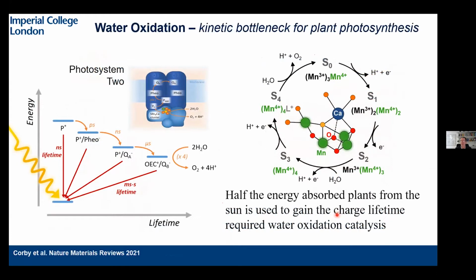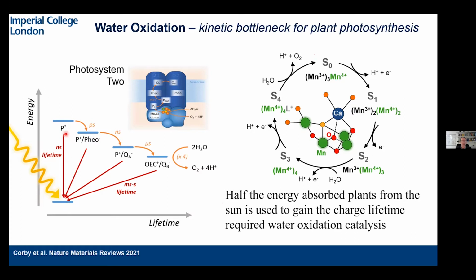We see the same thing in plants. Plants oxidize water, but they don't use an iridium catalyst. They use a manganese oxide cluster inside a photosystem. But if you look at the performance of these photosystems, which oxidize water and take the electrons ultimately to reduce CO2, then they have a kinetic challenge.